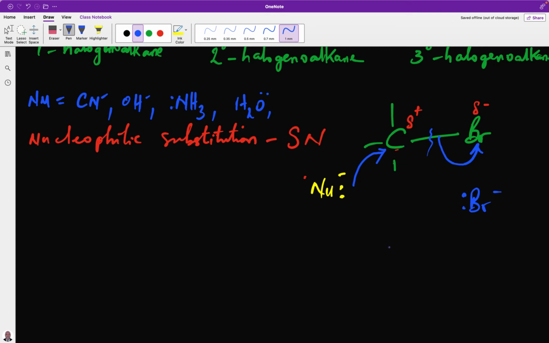It is using that lone pair of electrons to form a bond between the carbon and the nucleophile. And what will result? It will be carbon, and the nucleophile takes the position of the bromide ion. So the bromide ion, which we call the leaving group, will remain there. So that's what we call nucleophilic substitution. That is the mechanism going on in nucleophilic substitution.